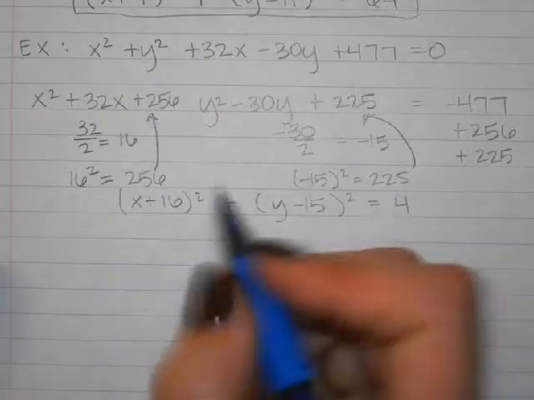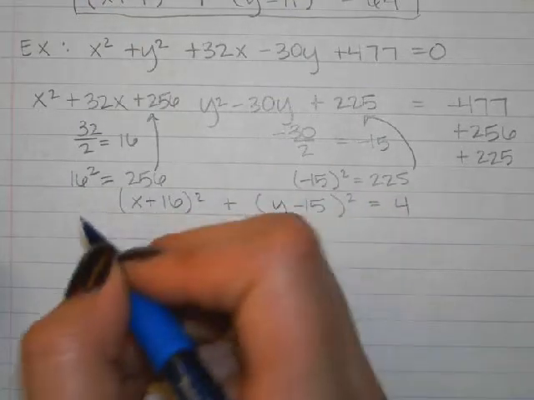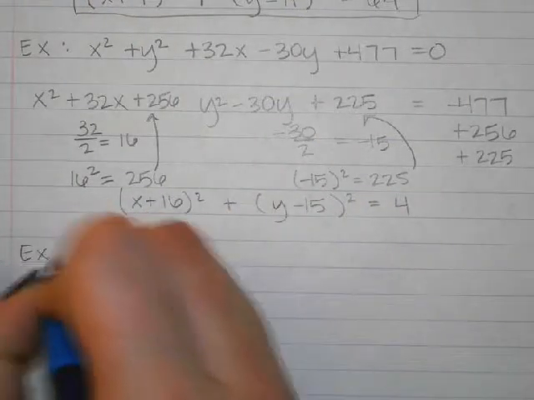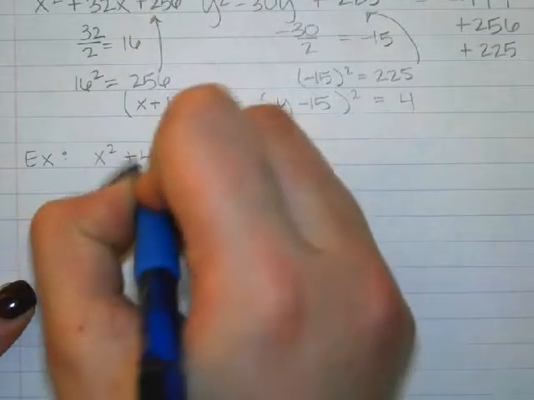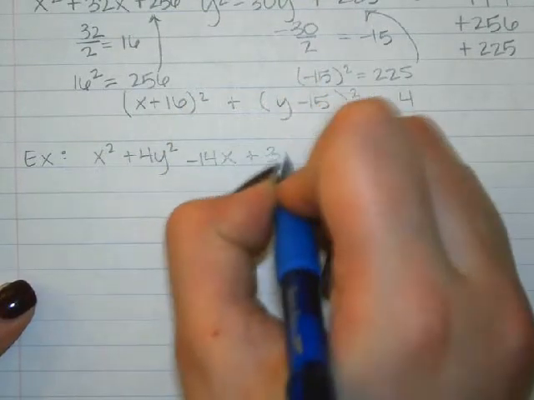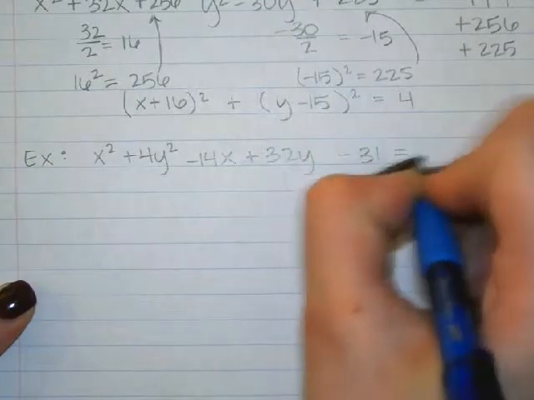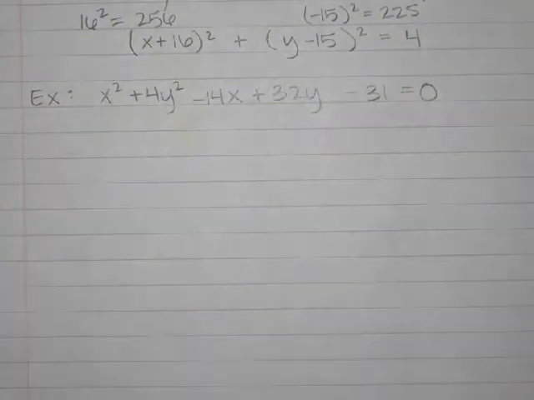All right. I want to show you guys another type of problem. It's going to come up today, but not when you're studying circles, but we're going to do it anyway. So this one is x squared plus 4y squared minus 14x plus 32y minus 31 equals 0. Anyone see what's different about this one? The y squared has a coefficient, yeah. So it makes the problem a little bit more difficult, but not too bad. It just adds one extra step.